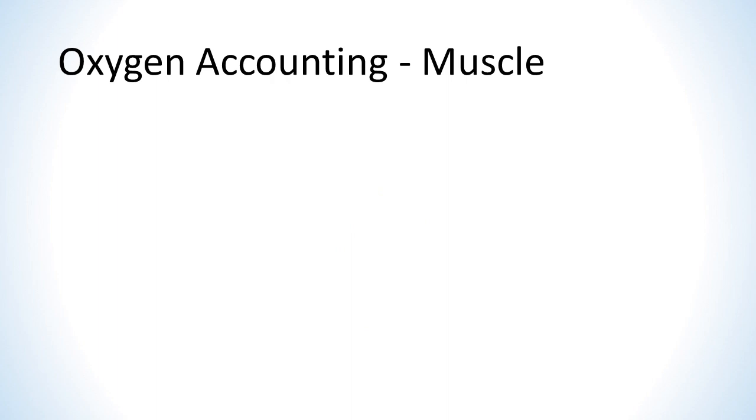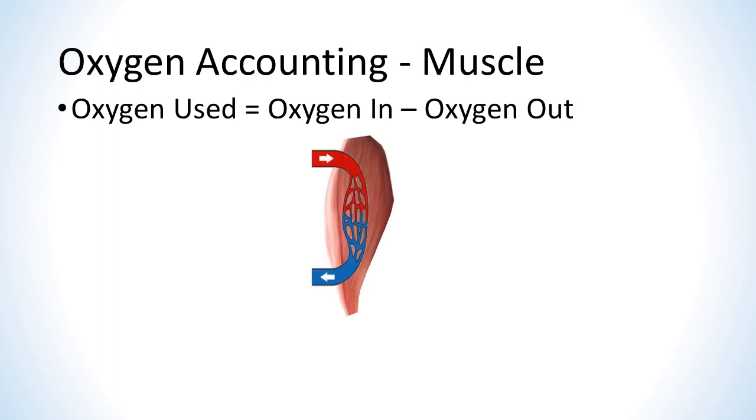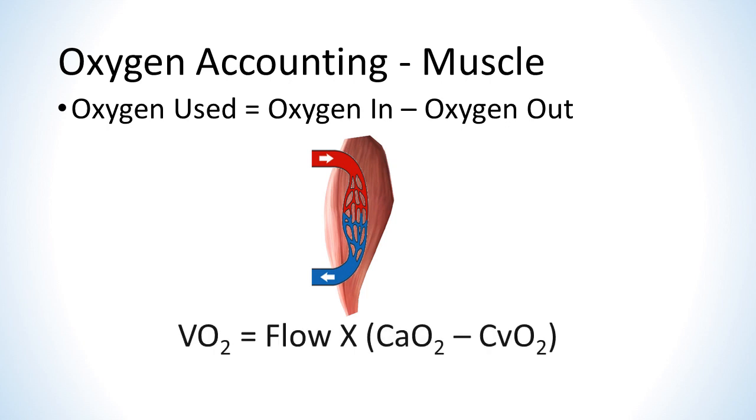This method of accounting for oxygen can be applied to muscle as well. Again, we're just looking at oxygen in minus oxygen out. We need to look at the flow of blood into and out of the muscle and look at the oxygen concentration in and out as well. This follows the same form of the equation that we've already been using. The blood flow is just the blood flow rate through the muscle of interest, and the oxygen concentrations are for the blood in and out of that individual muscle.